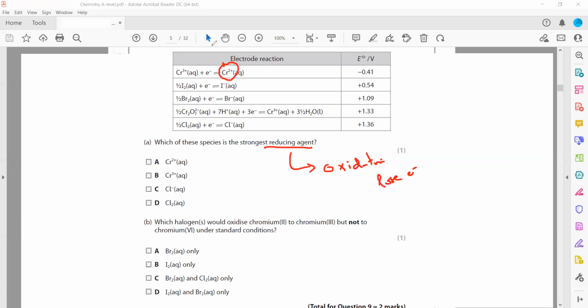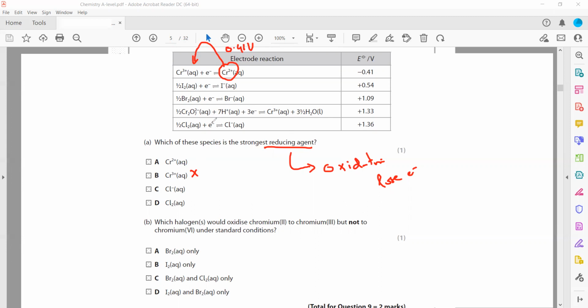So when chromium 2 loses electrons, oxidation will happen, and this will be plus 0.41 volts. When we check chromium 3, it is negative. Negative voltage means it is not feasible, so chromium is not losing electrons, it is gaining electrons. So oxidation is not happening, reduction happens.